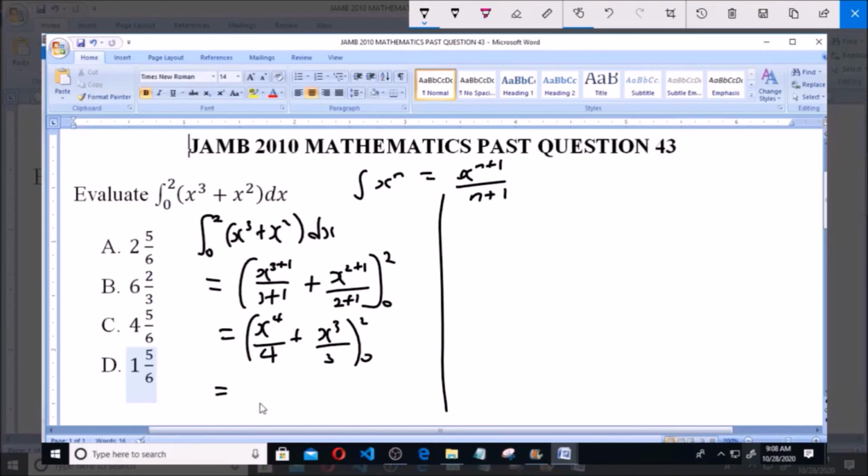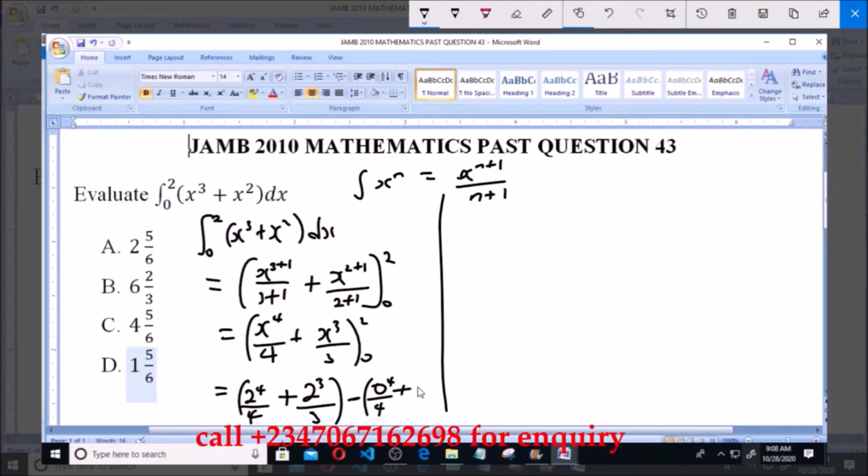That is, we'll have something like this: when x equals 2, 2 raised to the power of 4 all over 4 plus 2 raised to the power of 3 all over 3. Now minus, when x is 0, 0 raised to the power of 4 all over 4 plus 0 raised to the power of 3 all over 3. I believe you can see what I just did. That's why I told you that this 2 and 0 represents the value of x at different intervals. So you subtract the one below from the one above. When x is equal to 2, we have this, and when x equals 0, we have this.